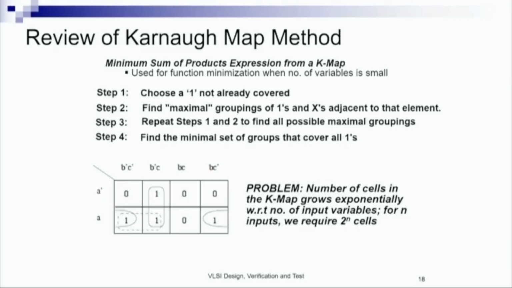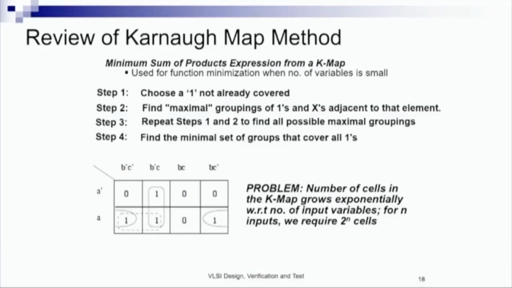Moreover, it is difficult to visually represent a function which consists of more than, say, 4 variables, because the number of cells becomes very huge, and therefore simplification using this method is difficult for a large number of variables. This minimization procedure is usually used when the number of variables is small.